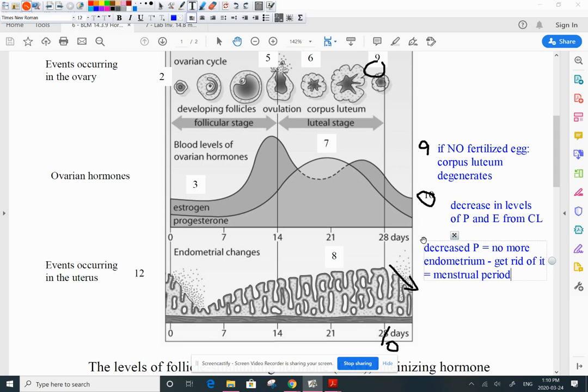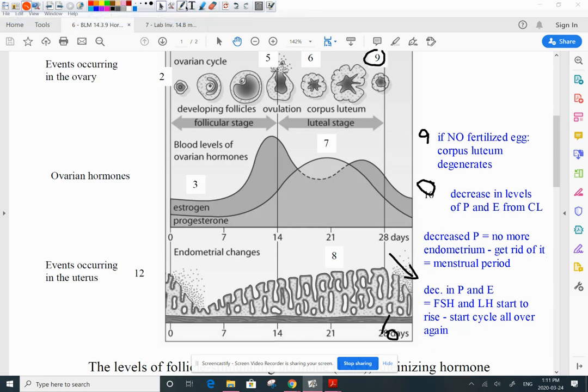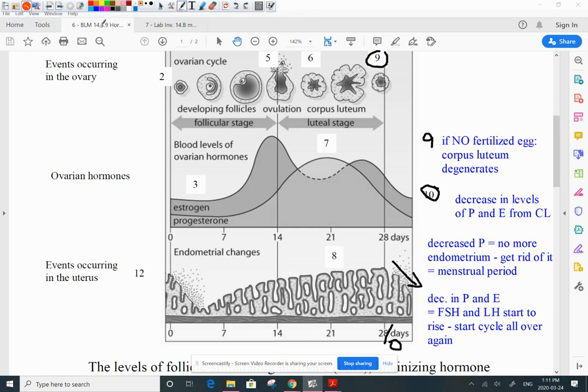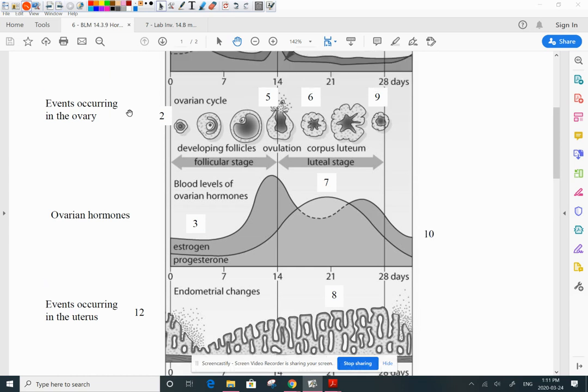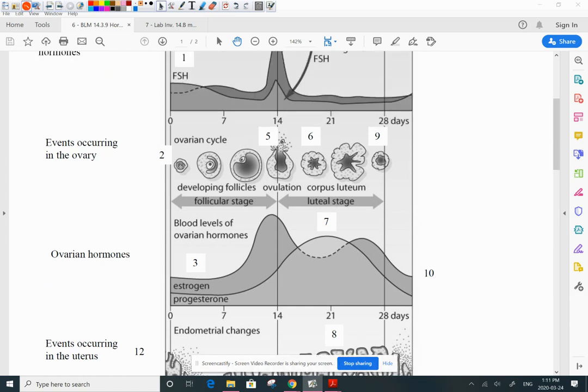So bye-bye. At the same time this is happening, as we see a decrease in progesterone and estrogen, remember that this is causing negative feedback. And so because there's a decline, lower levels of progesterone and estrogen, FSH and LH start to rise again. And what does that do? Well, it's going to start the entire cycle all over again. That's why it's a cycle. Right? And so now if the FSH is rising, well, we're back to number 1. FSH is rising, and then that means that now we are going to have stimulation of the follicle. Follicle develops, it starts secreting estrogen, and so on and so forth.